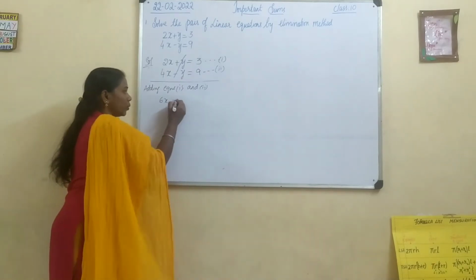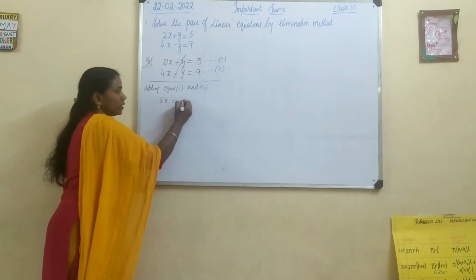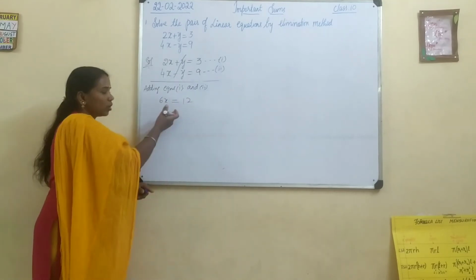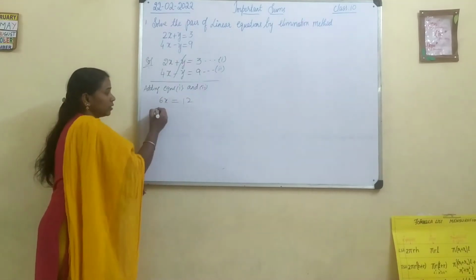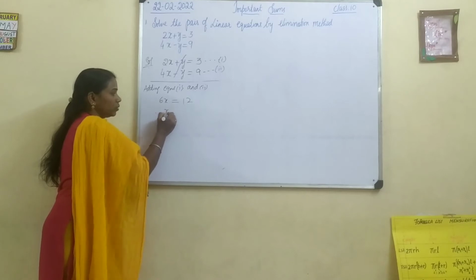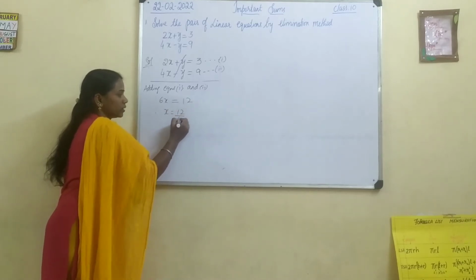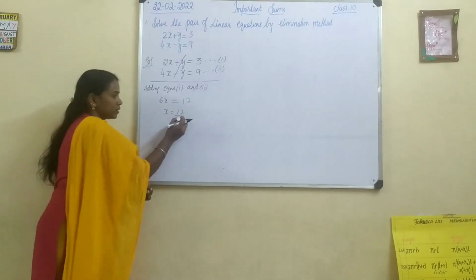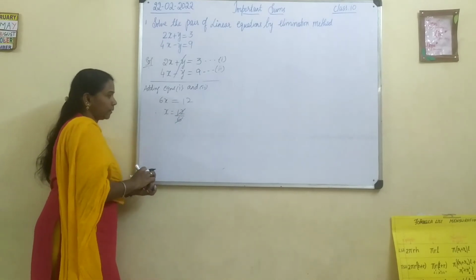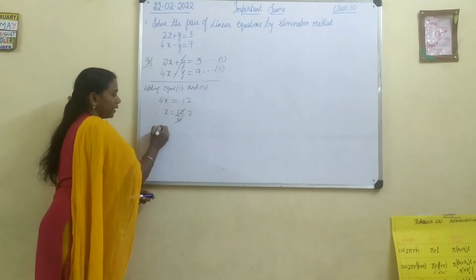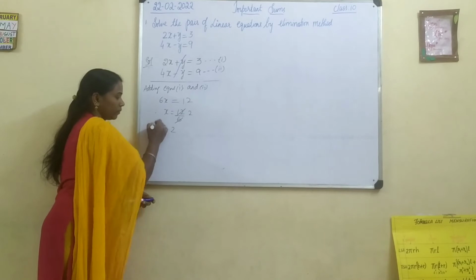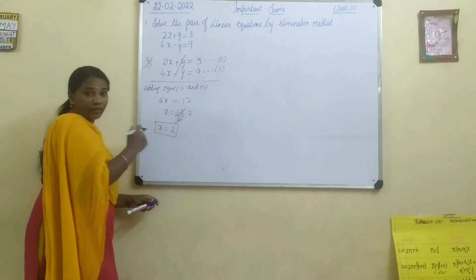Now, which is equal to 9 plus 3 equals 12. So solving this linear equation is very easy. So therefore, x is equal to 12 by 6, which is equal to 2. So 6 ones are 6, and 6 twos are 12. Therefore, the value of x is equal to 2. Very easily we have got the value of x.